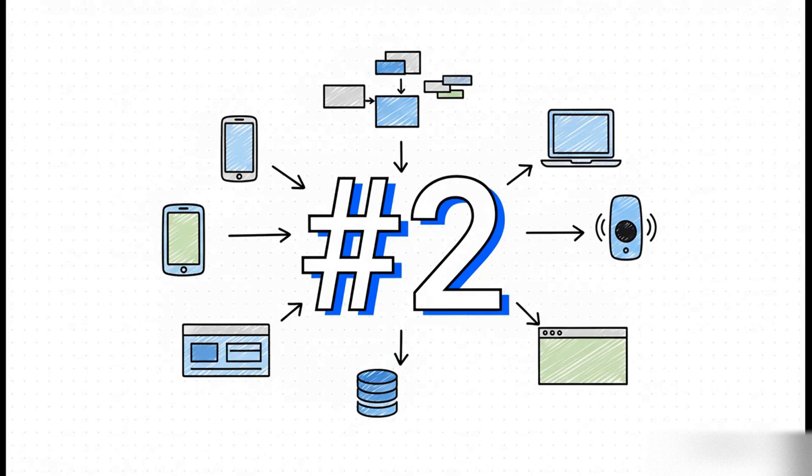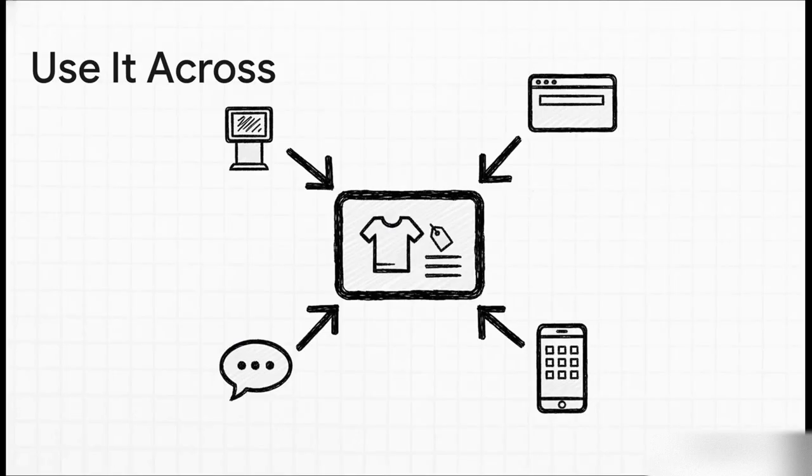Benefit number 2 is what I like to call the holy grail of content management, reusability. Because your content is structured and has no presentation info tied to it, you can create it one time and then use it absolutely everywhere. And that means you get perfect consistency across all of your channels. Just think about that for a second.